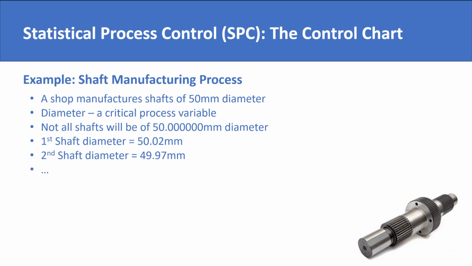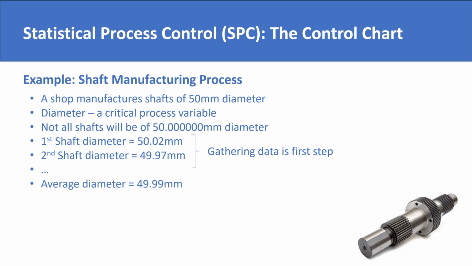The first step towards creating a control chart is to gather data, ideally hundreds or thousands of observations, so that the natural behavior of the process can be understood. With all that data, the very first thing you can calculate is the average diameter of the shafts produced by the shop. Let's say the average comes out to be 49.99 millimeters.